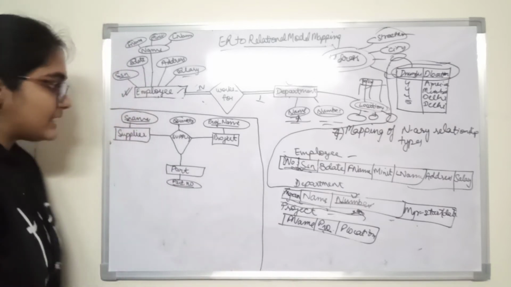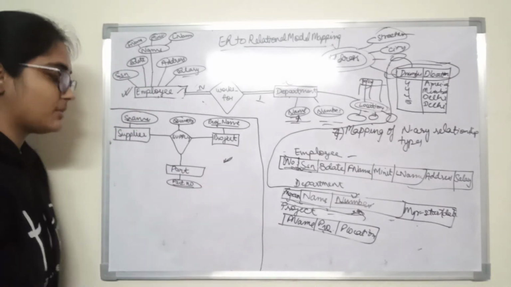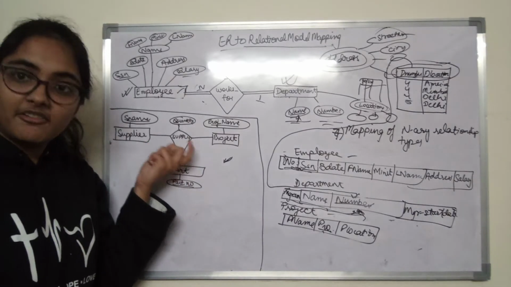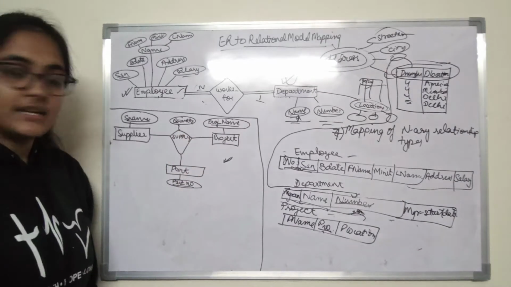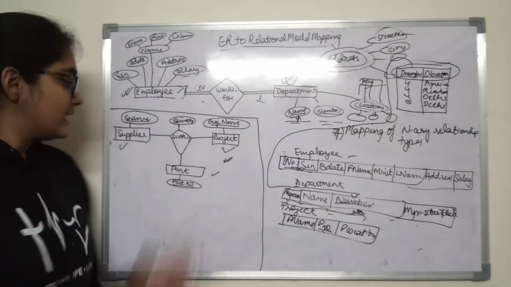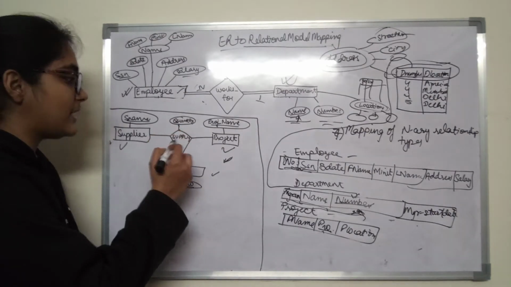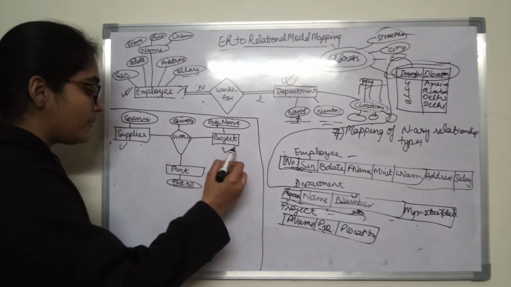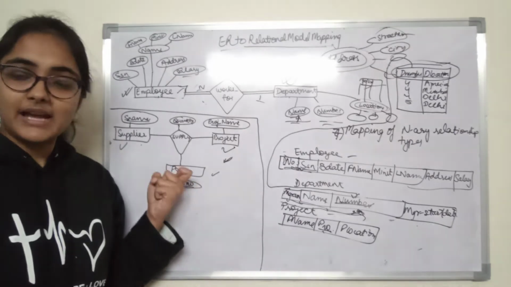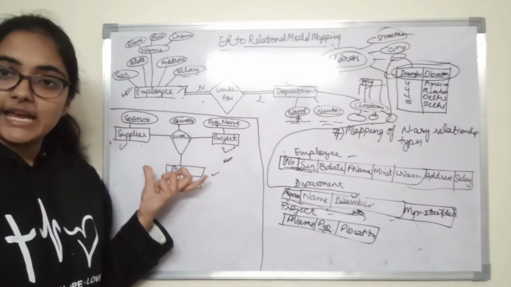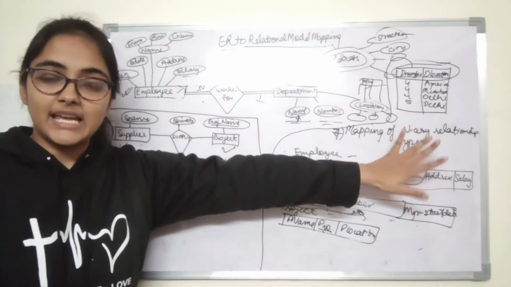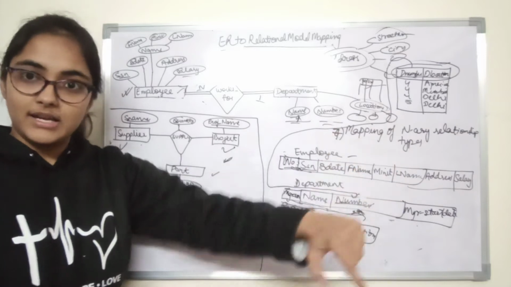An example is the relationship type supply. This is an N-ary relationship type. Why? Because there are 3 participating entity types: supplier, project, and part. It is not a binary relationship type, it is an N-ary relationship type. So the 7th step talks about how to convert N-ary relationship types into the relational model.